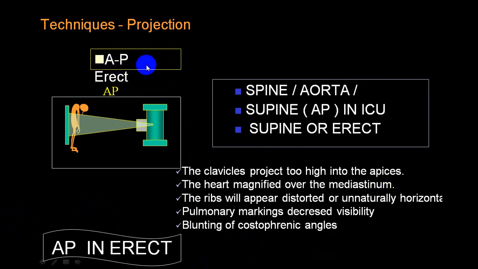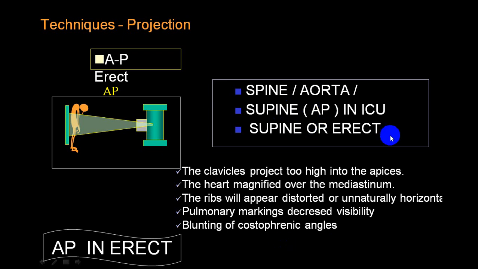While in an AP view, you can have an erect posture, or also you can have a supine posture. So that is mainly for spine, aorta, posterior structures. In supine, mainly in an ICU, or if a person has been operated, he cannot be erected, or a person in a shock stage, a person who is unconscious. So in those conditions, you ask for a supine posture AP view.